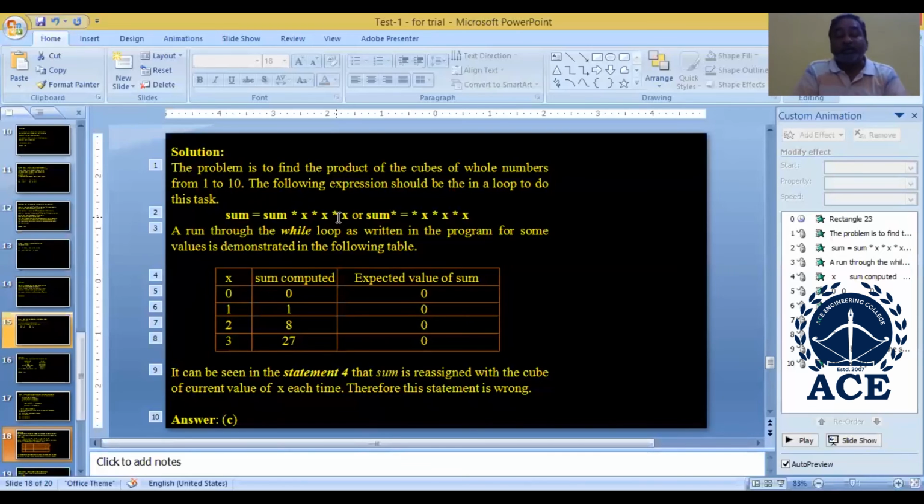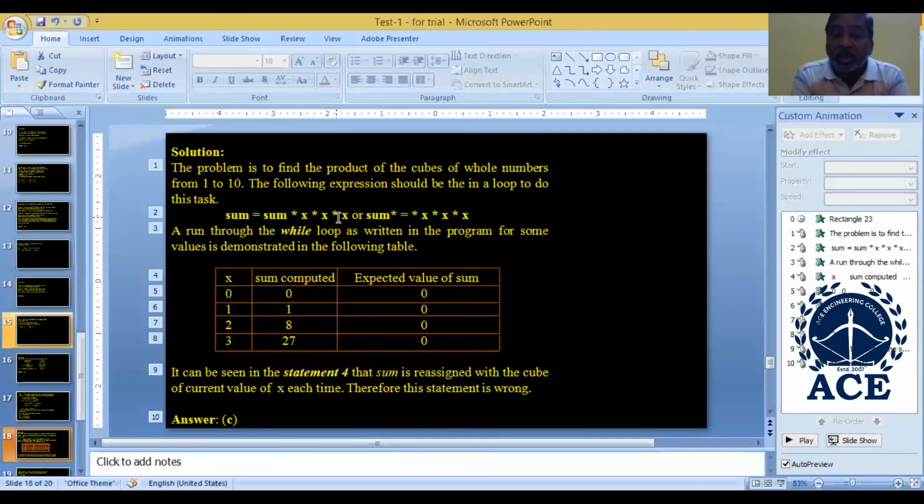Now, where is the error? There are actually two errors in this program. The first one is statement 2, where sum is initialized to 0. The thumb rule is that whenever we have to calculate a sum or difference of some numbers, we initialize the variable to 0. But when it comes to multiplication or division, we initialize that value to 1. It should not be 0 because everything multiplied by 0 will be 0 only. So that's the first mistake.